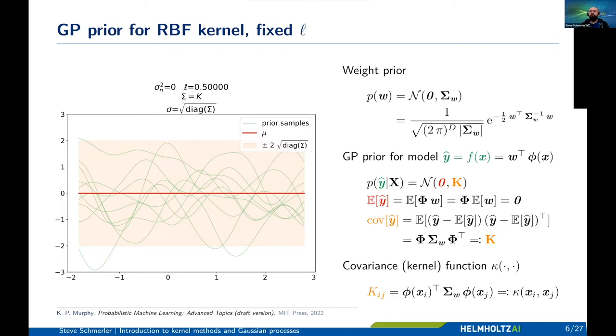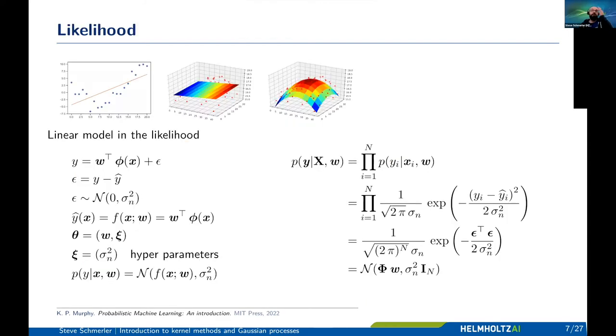Okay, so this is what's called the GP prior. It's just a probability distribution over functions with a zero mean, nothing too fancy yet. The next ingredient on our way to a Gaussian process is what's called a likelihood, and this is the following thing.